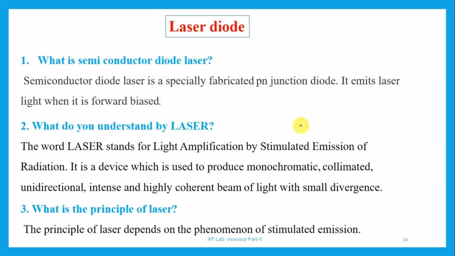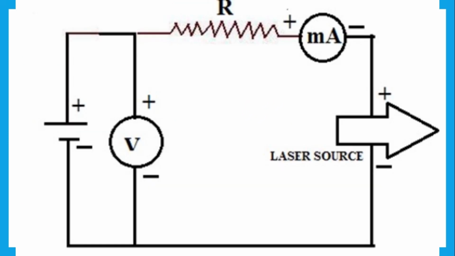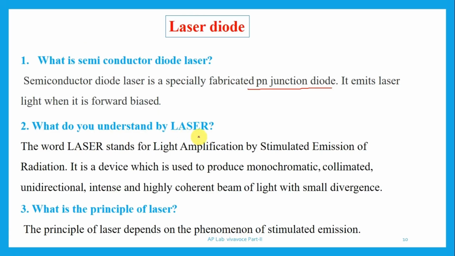In the laser diode, we have many questions on the same line, starting with what do you mean by laser, how does it work, and what are the basic properties. What is a semiconductor diode laser? It is a laser fabricated from a PN junction diode. It emits laser light when it is forward biased. Then what do you understand by laser? Laser means light amplification by stimulated emission of radiation. It is a device used to produce a monochromatic, meaning single color, collimated, unidirectional, intense and highly coherent beam of light with small divergence.